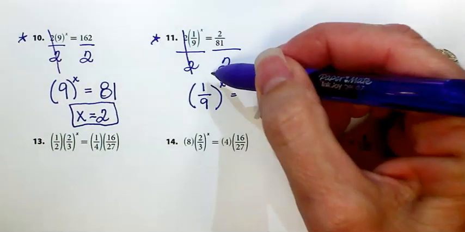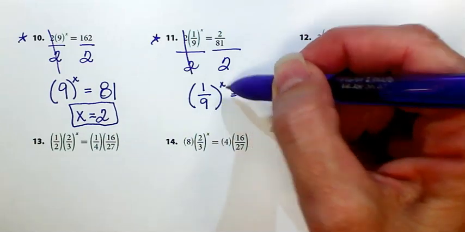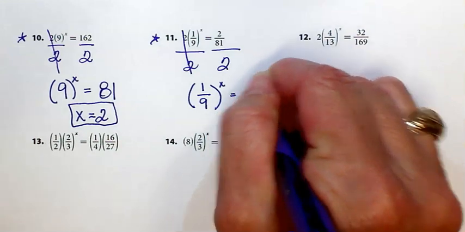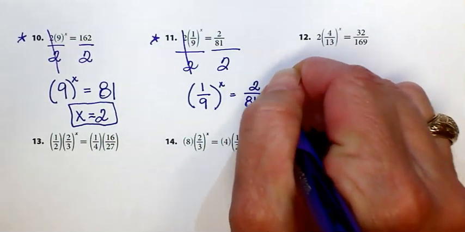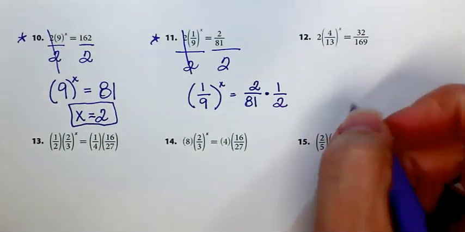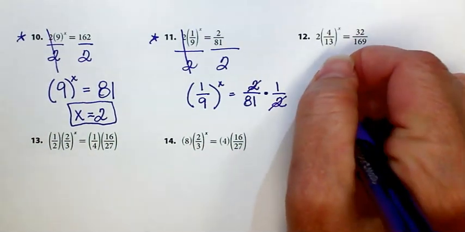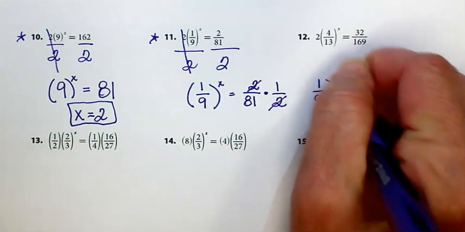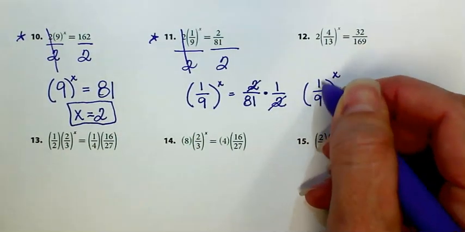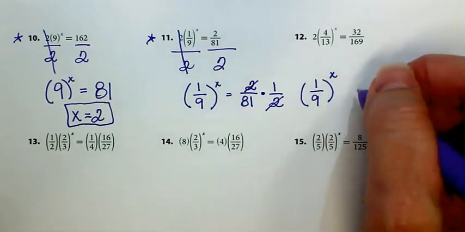Okay. Over here, divide both sides by 2, and I get 1/9 raised to the x power equals 2 over 81 times 1/2, because remember, dividing by 2 is the same as multiplying by 1/2. Well, look here. Boom, boom. When that simplifies, I have 1/9 to the x power. Here, the parentheses are a little more important because you don't want to make it look like only the 1 on the top is raised to the x power. So keep it in parentheses.